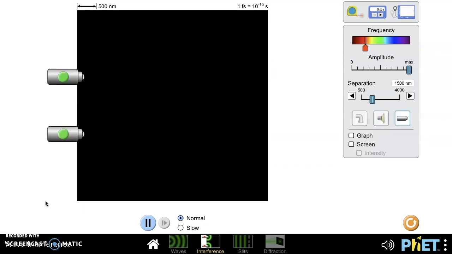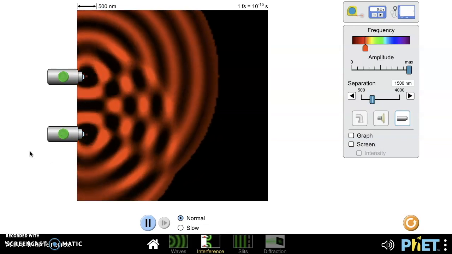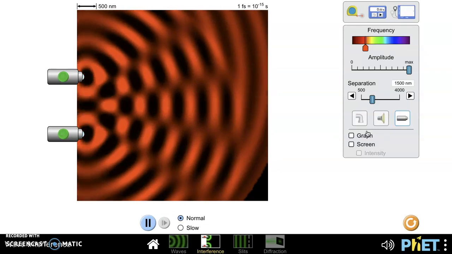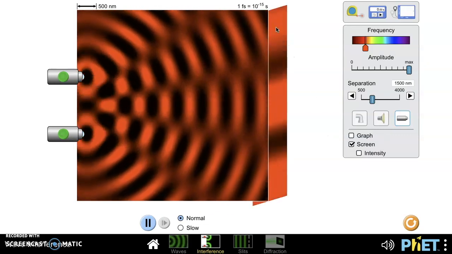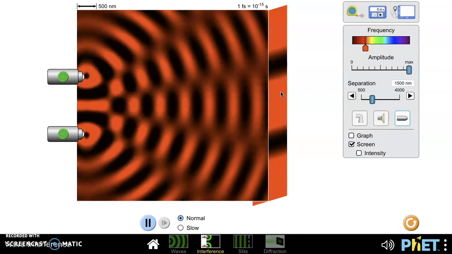Now, you're probably not going to experience this very much in your own life, but it was very important for when the nature of light was being studied. So it was discovered by Thomas Young that light experiences interference as well. So let's turn both of these on. And what he noticed, by putting up a screen at the end of this experiment, was that there were bright spots and there were dark spots on the screen.